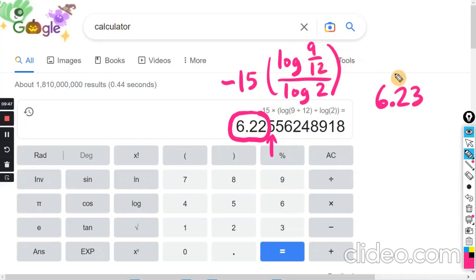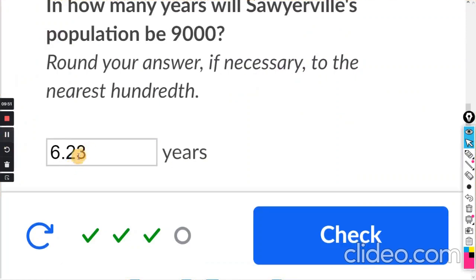Okay, so this was my mistake. I said 9/2 instead of 9/12. So just click in the box. 6.23 is the nearest hundredth.